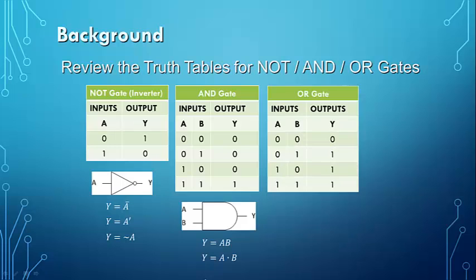And finally, our OR gate. Remember, in contrast to our AND gate, where if anything was a 0, we got a 0 out, for our OR gate, if anything is a 1, we get a 1 out. But if everything is a 0, we get a 0. So for an OR gate, everything has to be 0 to get a 0, but if anything is a 1, we get a 1.